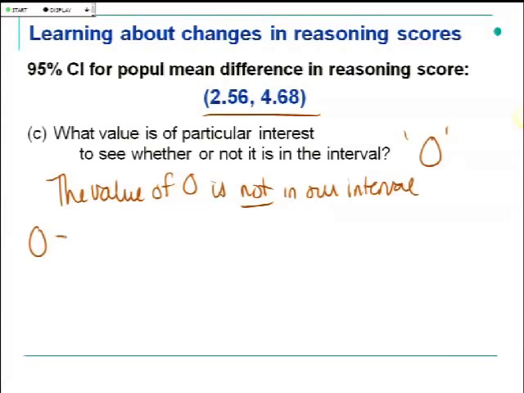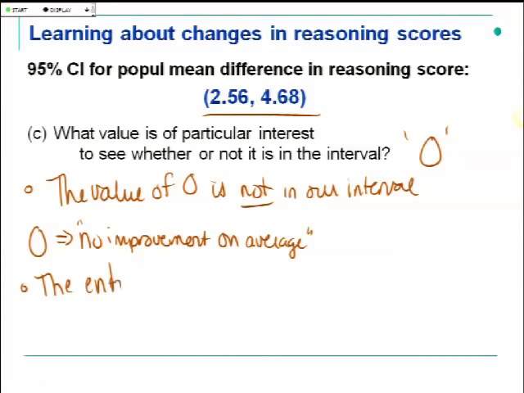So it's not one of those possible values for the population mean difference. What would 0 mean? 0 would mean no improvement on average, and we can refute that. It's not only that 0 is not in our interval, but the fact that our interval is completely above 0. If it were completely below 0, both numbers being negative, that would tell us that piano lessons actually brought down the reasoning scores on average. And we hope that's not the case. It actually is completely above. So another comment might be here that the entire interval sits above 0.